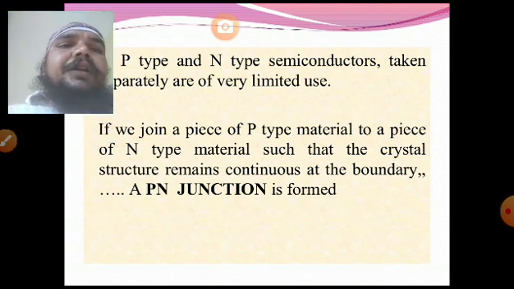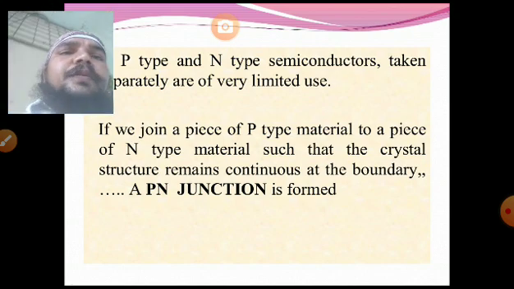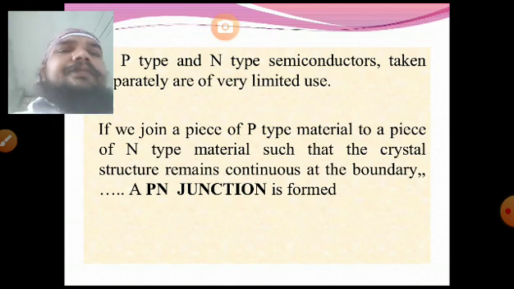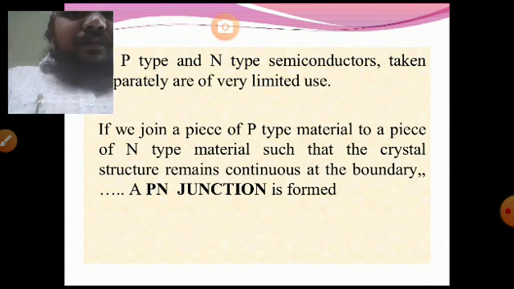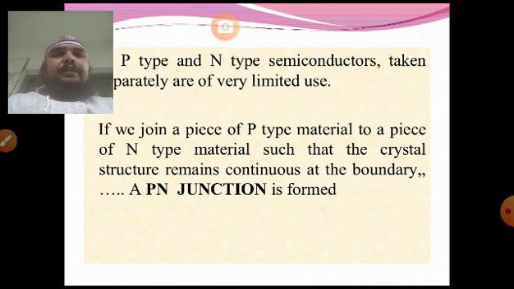If we join a piece of P-type material to a piece of N-type material such that the crystal structure remains continuous at the boundary, a PN junction is formed.